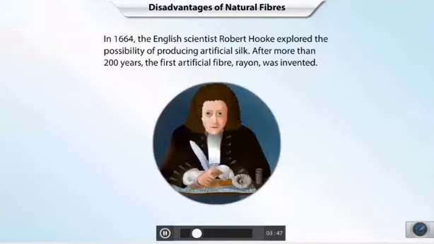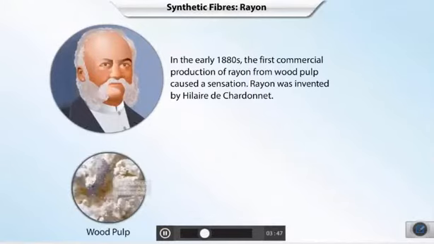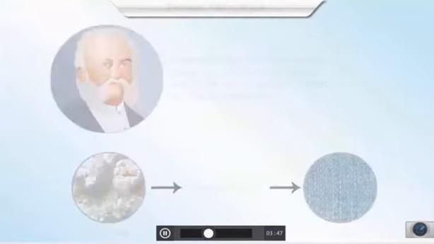In 1664, the English scientist Robert Hooke explored the possibility of producing artificial silk. After more than 200 years, the first artificial fiber, rayon, was invented. Rayon was invented by Hilaire de Chardonnay in the early 1880s. Rayon is made from wood pulp. Wood pulp is a naturally occurring cellulose-based raw material. It is chemically treated to produce rayon. So, rayon is not completely synthetic.